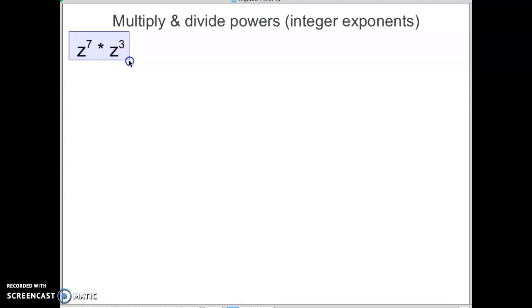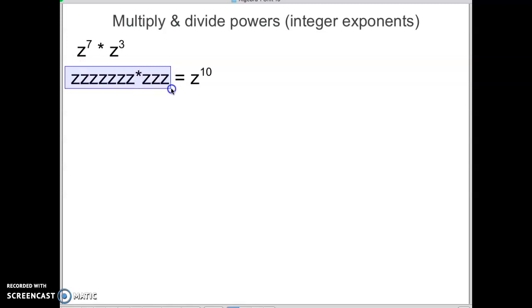Now, when you think about that, z to the power of 7 is really 7 z's being multiplied by each other, and z to the third is like 3 z's being multiplied by each other. If I multiply the two together, you would write it out longhand this way. You would take your 7 z's being multiplied by each other, then multiply that by the 3 z's being multiplied together, and all together, how many z's here are being multiplied together? And the answer would be 10.